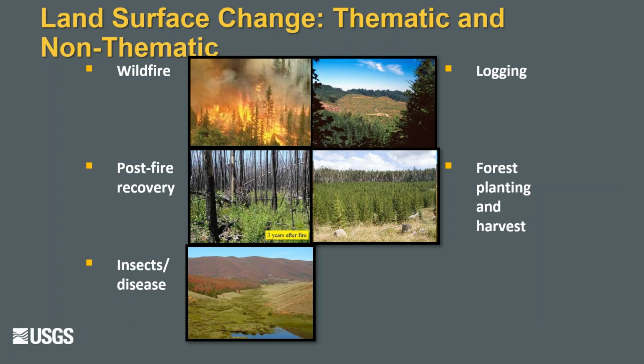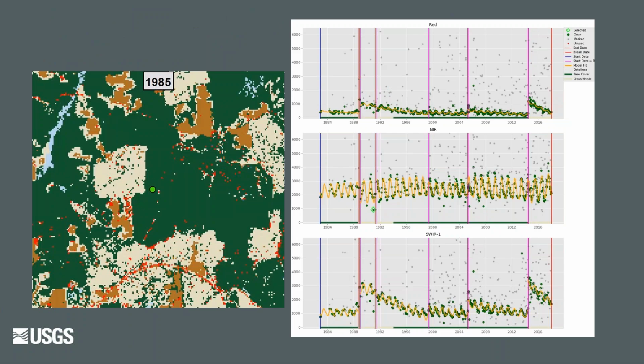These are also some pictures of thematic and non-thematic change. Most of these are thematic change, but the forest planting and harvest might be a non-thematic change, depending. Post-fire recovery would probably lead to a thematic change. When the fire happens, you would have a break in the model, and then you would have something new growing up, which would not be forest or tree cover at that time. It would start out as grass or shrub. And insects and disease can be a non-thematic change. So we're trying to capture all these different kinds of change in our process.